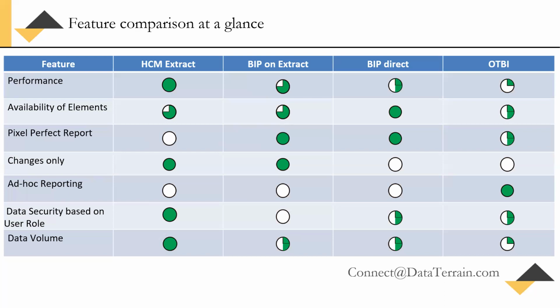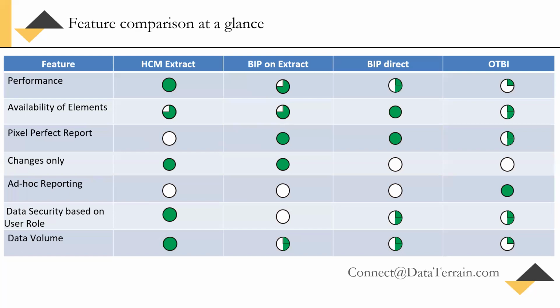And for a pixel perfect report, as I said earlier, we need to go with a BI Publisher RTF template. For example, if you want to create a payslip report or a government form like W4 or W2, for those reports we can go with BIP, which is pixel perfect. And for changes only, if you run the report on a daily basis, yesterday you ran the report and you want to see the data that has changed today.